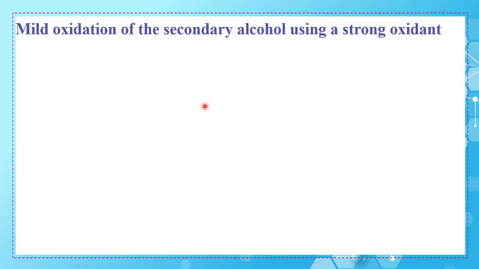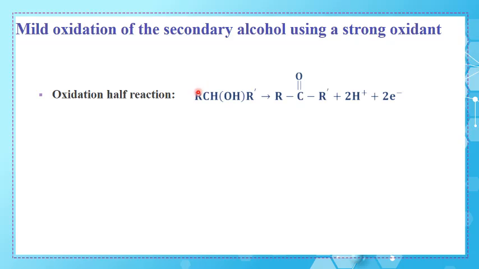Now, let's move to study an example about mild oxidation of a secondary alcohol using a strong oxidant. Look, here is a secondary alcohol. As you can notice, I have 2 alkyl groups attached to this carbon to which OH is attached. We said that a secondary alcohol will give us what? A ketone. Can you see here the C double bond O? It's a ketone. To balance it, I have to add 2H+.